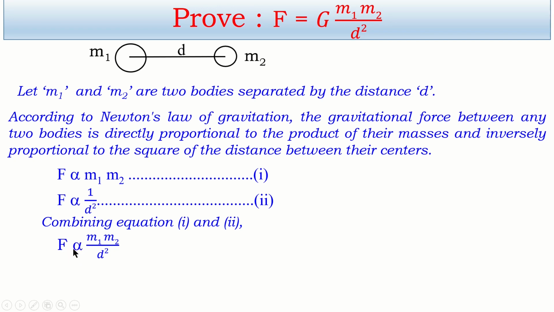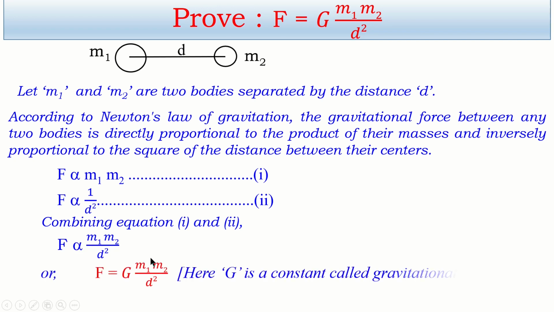We can change this proportional sign to an equal to sign and convert this into a real equation, but we have to take the constant which is involved between them. And so F equals G m1 m2 over d square, where G is a constant, which is called the gravitational constant. When G is taken, the proportion sign converts to an equal to sign. This is a very important equation and it is proved. Now we can use this equation to solve numerical problems.